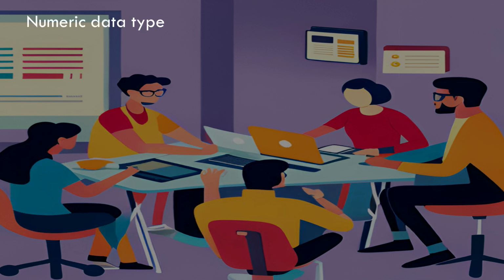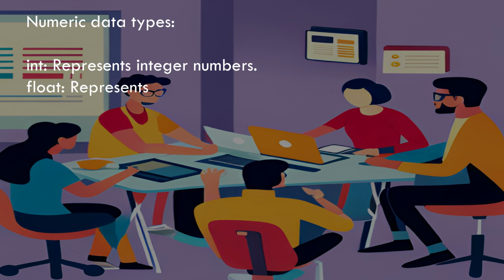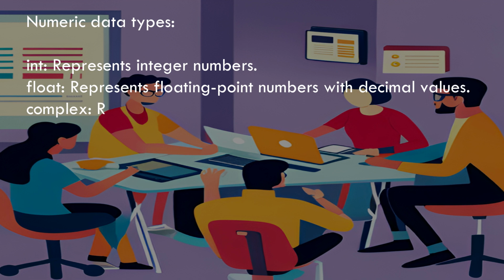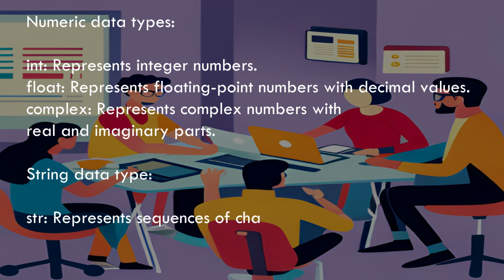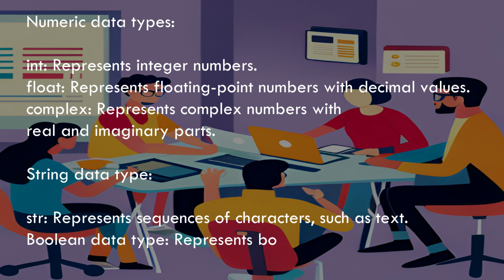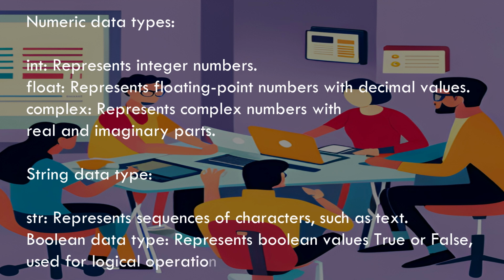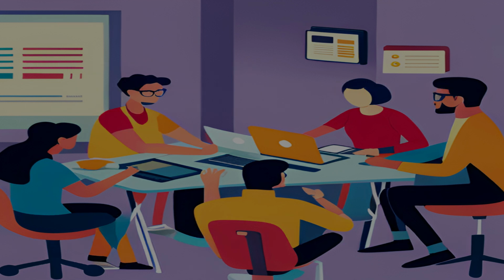Numeric data types. Int represents integer numbers. Float represents floating point numbers with decimal values. Complex represents complex numbers with real and imaginary parts. String data type. str represents sequences of characters such as text. Boolean data type represents Boolean values, true or false, used for logical operations.